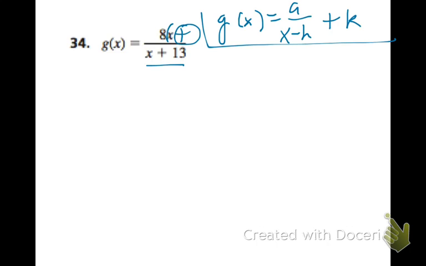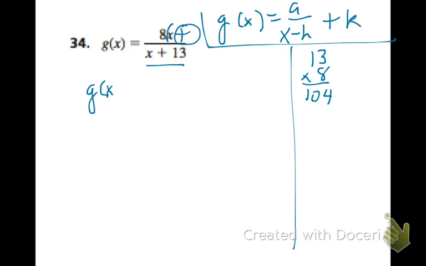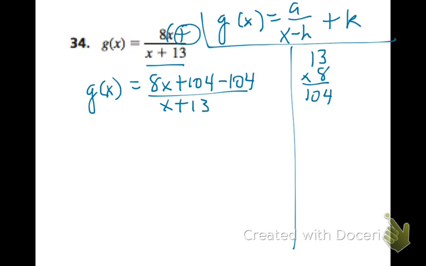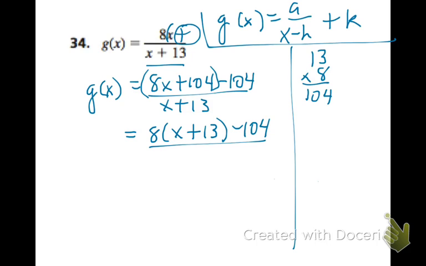would be set. So over here in my workspace, I'm just going to figure out what 13 times 8 is, which is 104. So if I add and subtract 104 to my numerator, again, I'm basically adding nothing, just in that form. Then I can group these first two terms together and factor out an 8. 104 divided by 8, we know, is 13. Now I've got matching expressions.